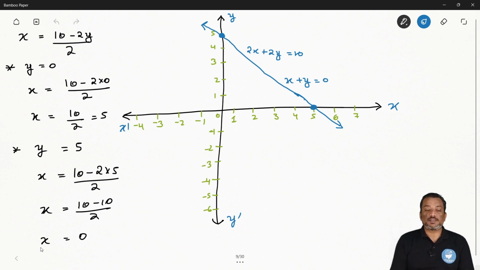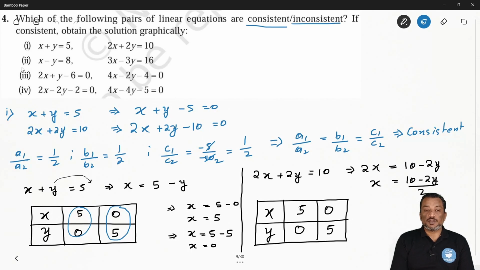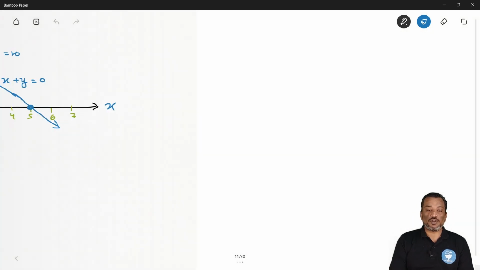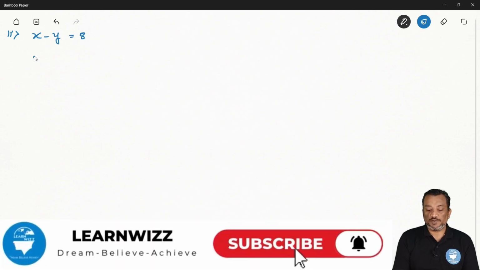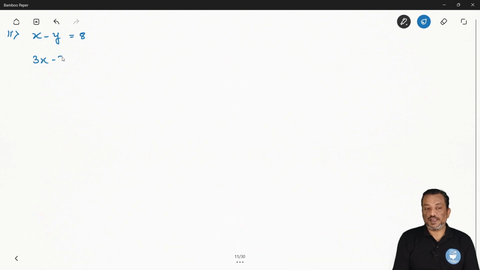So now coming with the second question. What you have a second question here given, x minus y is equal to 8, and second one 3x minus 3y is equal to 16. Okay, let me solve this one, second question. So second question we have given x minus y is equal to 8, and second one we have given 3x minus 3y is equal to 16.